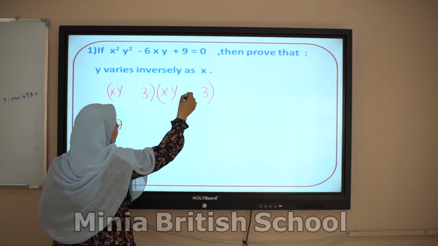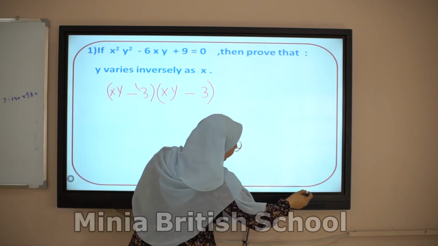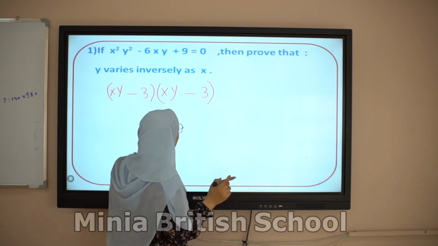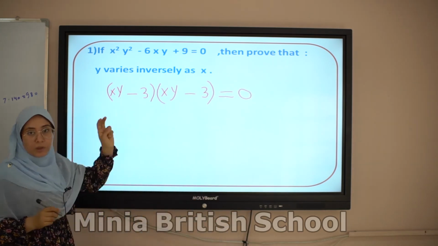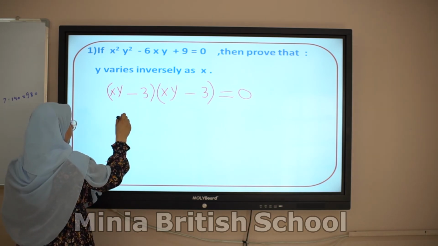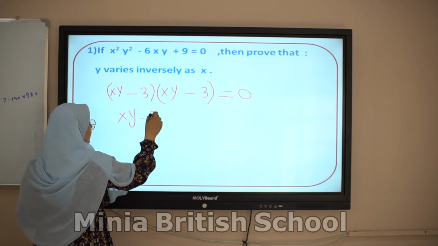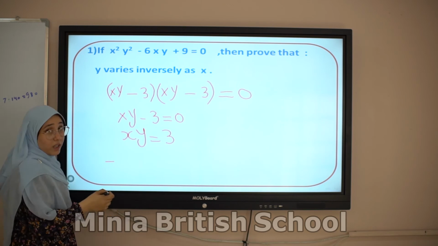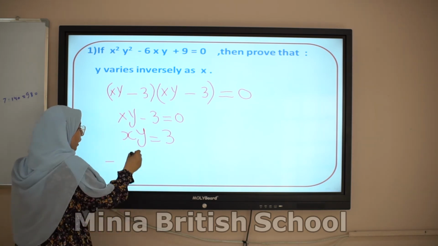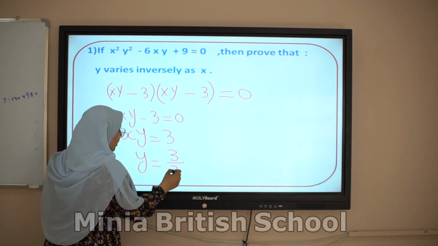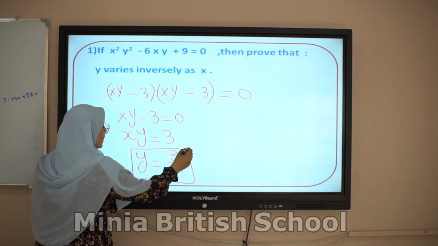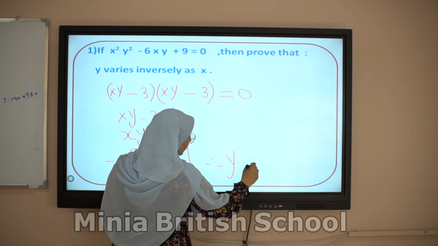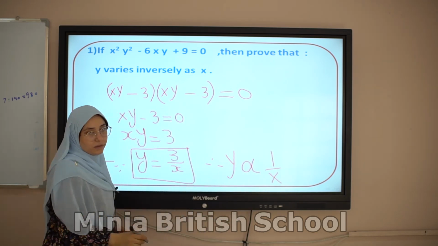The middle term is negative and the last term is positive, so you put the same sign as the middle term in both brackets, so (xy minus 3) squared equals 0, okay? So xy minus 3 equals 0, so xy equals 3, okay? Here you have the two variables on one side. So y equals 3 over x. Therefore, y varies inversely as x. Okay?